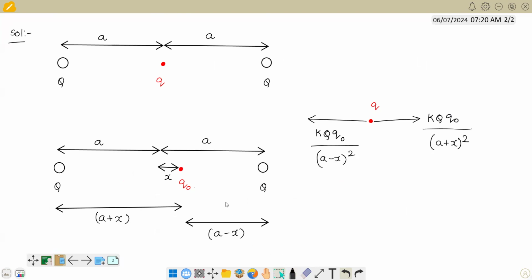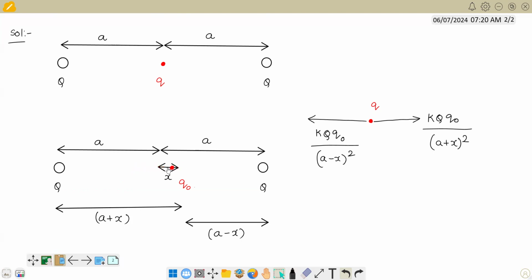We can clearly see, since this charge is closer to this charge, the repulsion force from this charge would be much greater than the repulsion force from this charge. Due to that, the net force acting on it would be towards the left. So you try to move it towards the right, but since the net force is towards the left, it will again try to get back to its original position. But during that time, it will acquire some speed, and because of that, it won't stop exactly here. It will stop somewhere here.